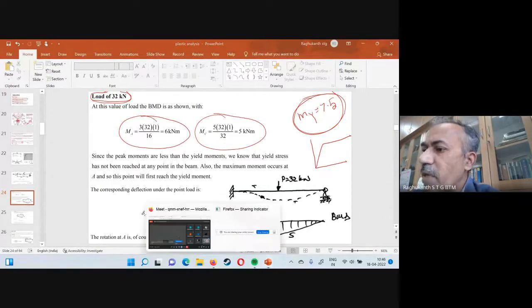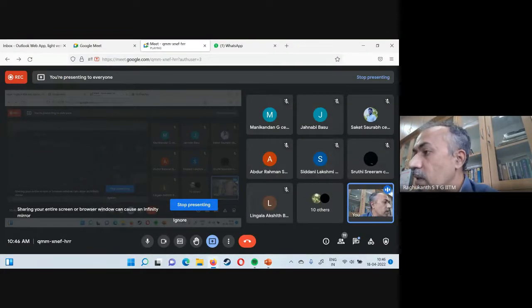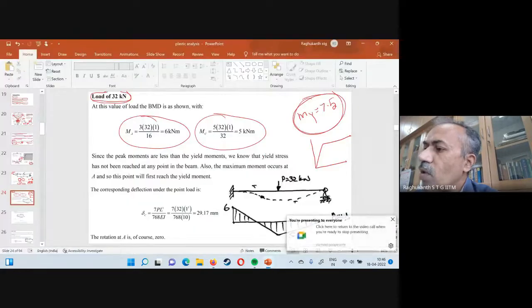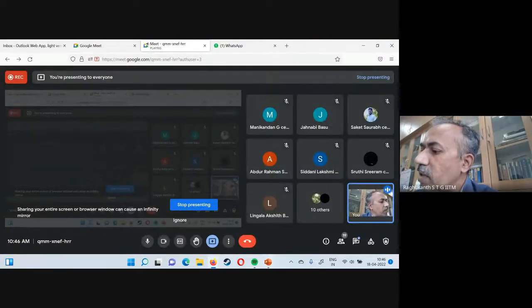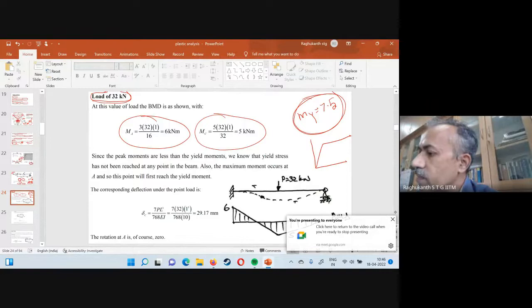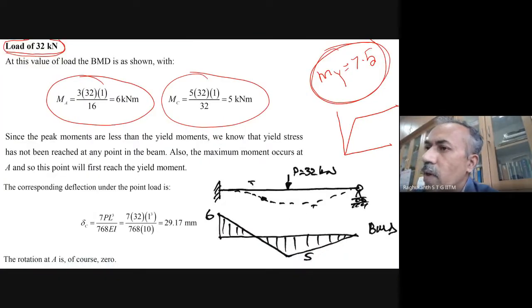So which stage is the beam in? 7.5 for this 32 kilonewton load, say. So 6 and 5 actual, which means the bending moments have not even reached the 7.5. So that means your beam is in elastic stage only.